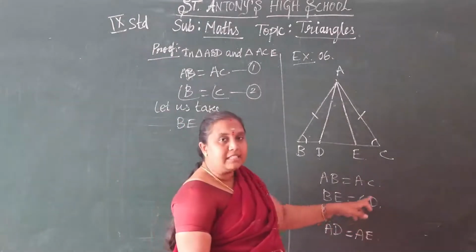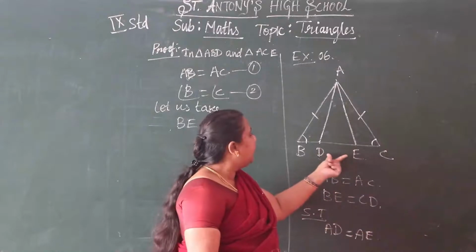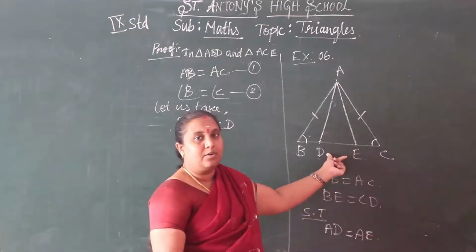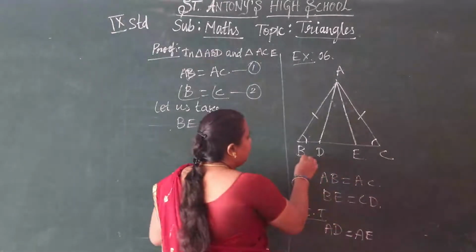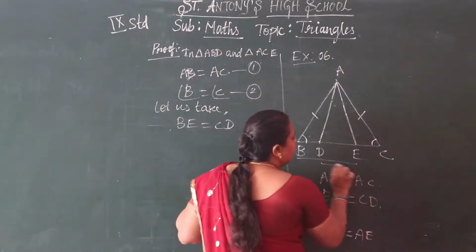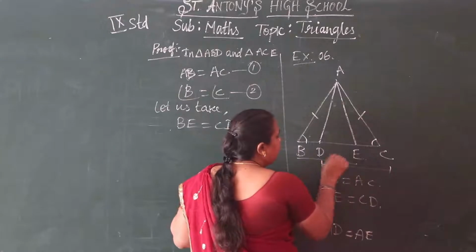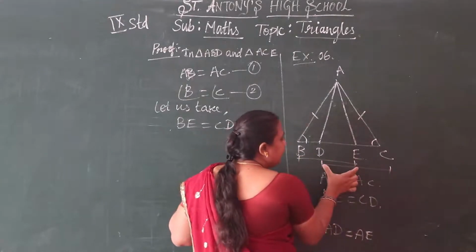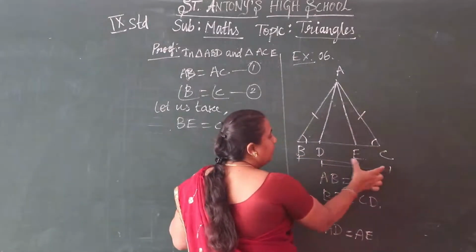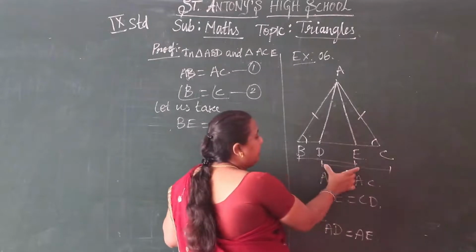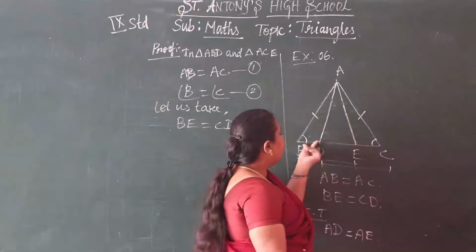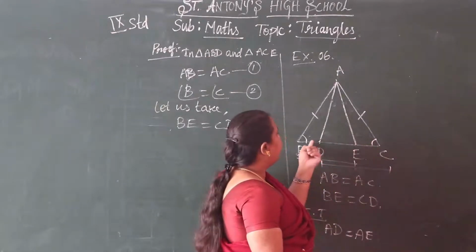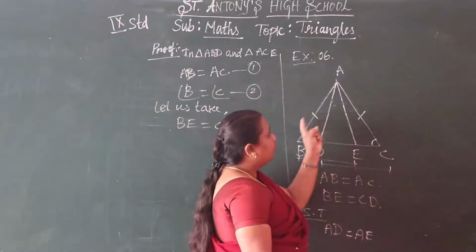Okay, we can subtract DE on both the sides. We know BE equals CD, so in both we can subtract DE. We subtracted DE on both sides, which means we have BD equals CE. So BD equals CE means we have the third side of these two triangles.